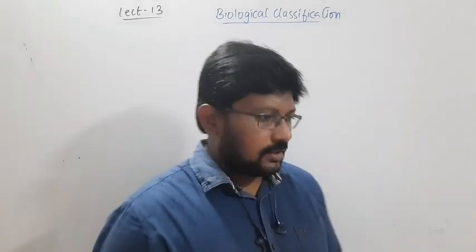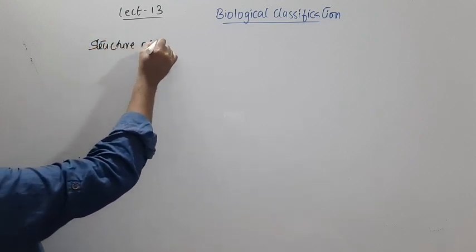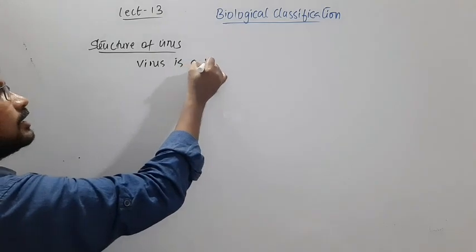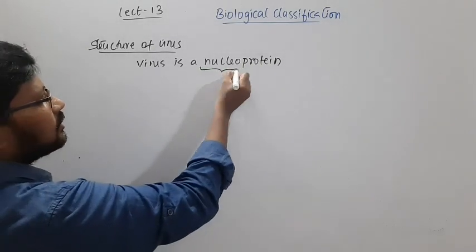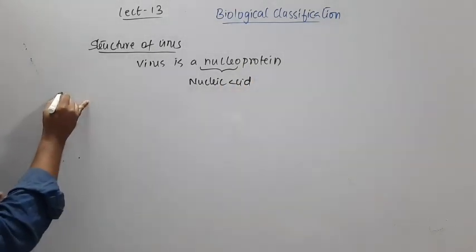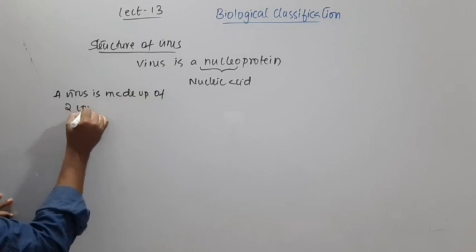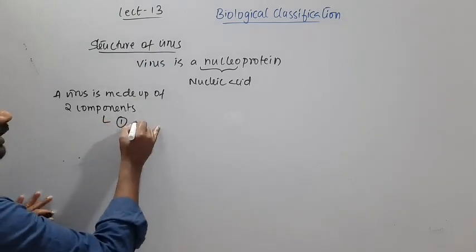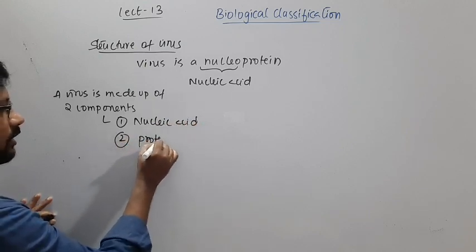So, let's begin this session with the structure of virus. Okay, so here a virus is a nucleoprotein. A virus is a nucleoprotein. So here nucleo, which means nucleic acid. So I say that a virus is made up of two components. So it is made up of two components, and those two components, one is nucleic acid and another one is protein.